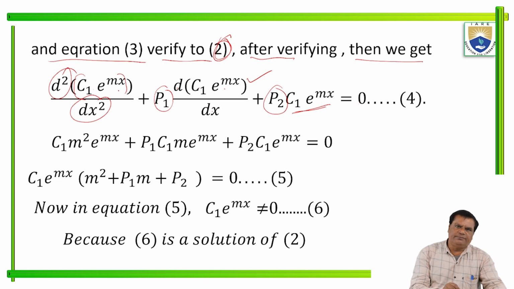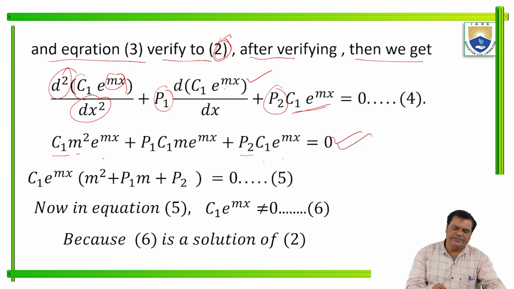So differentiating this two times. C1 is constant, e to the power mx. Differentiation of e to the power mx is no change: e to the power mx and into m. The differential of mx, x is 1, and into m. And differentiating two times, I am writing here c1 m square e to the power mx, plus p1 c1 times the one-time differentiation of e to the power mx, so p1 c1 m e to the power mx, plus next p2, there is no derivative here. This is the same as I am writing here c1 e to the power mx equal to 0. So after differentiating we get this equation.